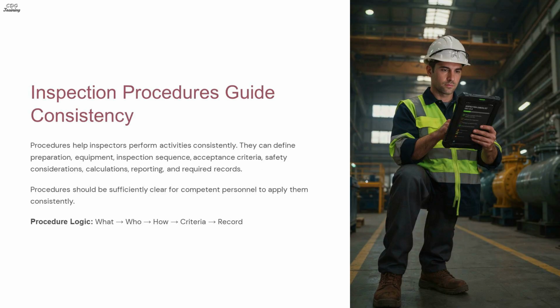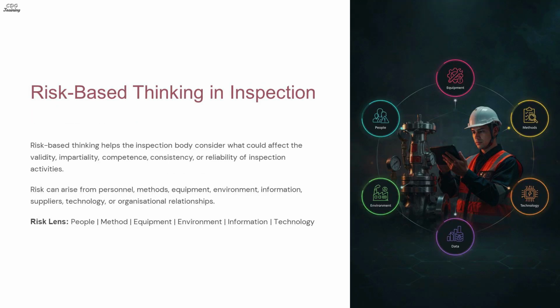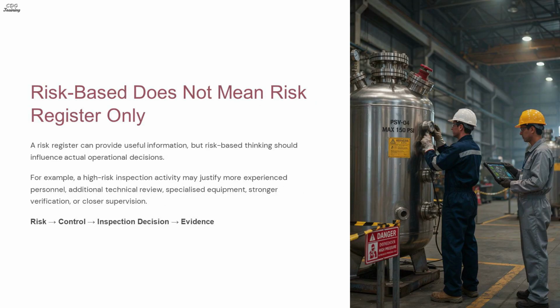Inspection procedures ensure consistency by defining preparation, sequence, and criteria. Clear procedures help personnel apply them effectively. Risk-based thinking helps consider factors affecting inspection validity and reliability. It involves evaluating people, methods, and technology. A risk register is useful, but risk-based thinking should guide actual decisions. High-risk activities may require more experienced personnel or specialized equipment.